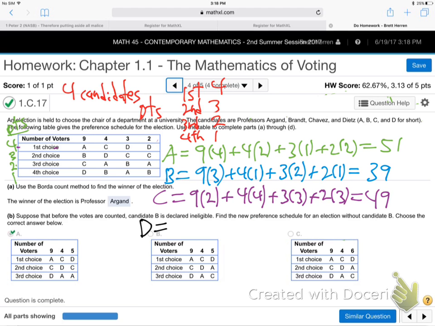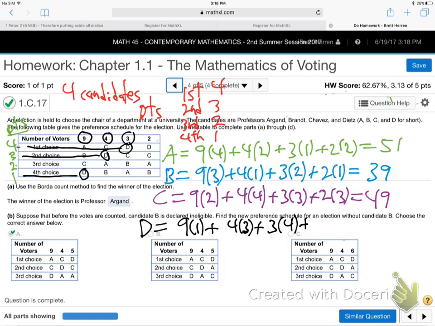So these 9 people put D at the bottom. These 4 people put D right here, 4 times 3. These 3 people put D at the top. And these 2 people put D at the top. Is that 41? Did I do that right? You guys getting that? All right.